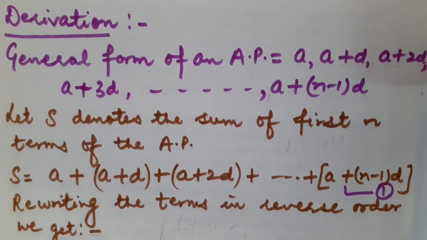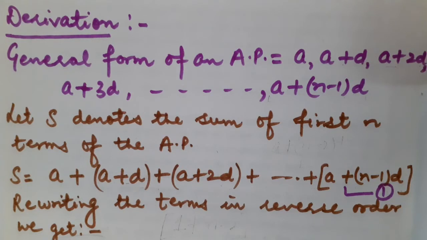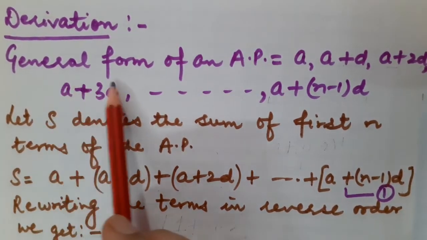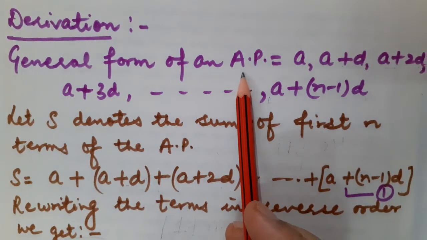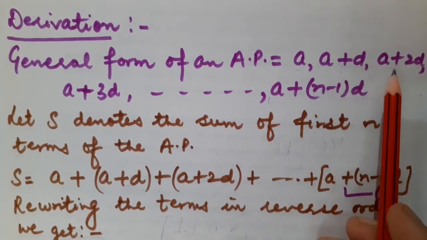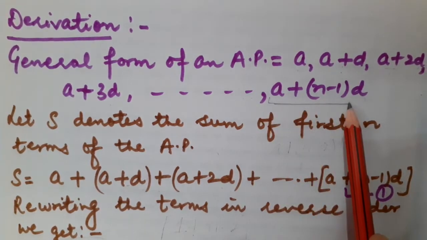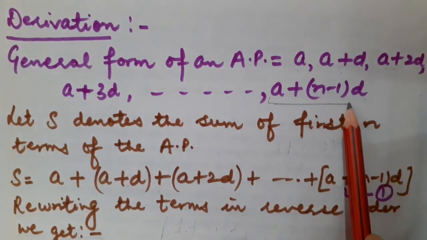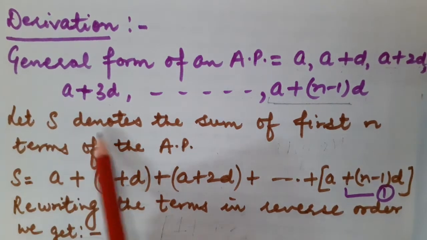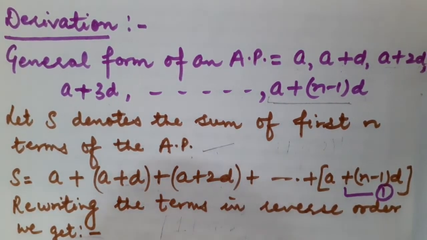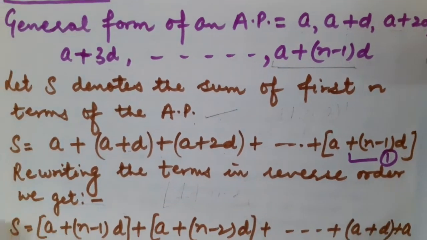Now children, our next topic is how to find out the sum of first n terms of an AP. For that I am going to make you recall the derivation once again. So first of all, you must be knowing about the generalized form of an AP, that is A, A plus D, A plus 2D, A plus 3D, and of course the nth term will be A plus n minus 1 into D. Fine. So let S denote the sum of first n terms of an AP, because we will have to calculate the sum. So that I am going to denote by S.